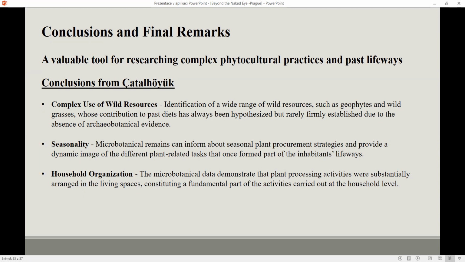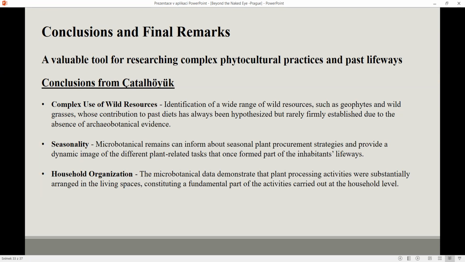shown by the identification of a wide range of wild resources such as geophytes and wild grasses, whose contribution to past diets or past plant use hasn't always been hypothesized. We know they must be present, but because of the lack of evidence, the use of these resources has rarely been firmly established.